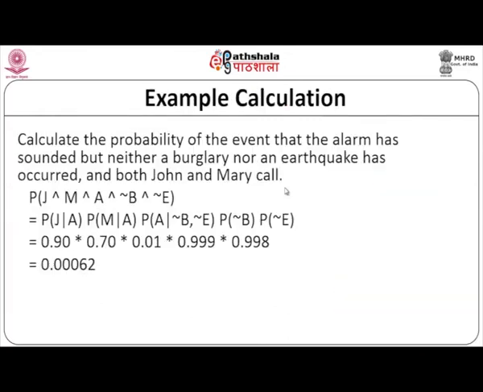Now, let us look at the calculation of the probability of the event that the alarm has sounded. We have looked at this before. It is the probability that the alarm has sounded, but neither a burglary nor an earthquake has occurred, but both Mary and John called. You have to take each variable and give the values. The alarm has sounded, so A is true. Neither burglary nor earthquake, so not burglary, not earthquake, and both John and Mary call, so John is true and Mary is true. That calculation we have already discussed. This probability is very low.